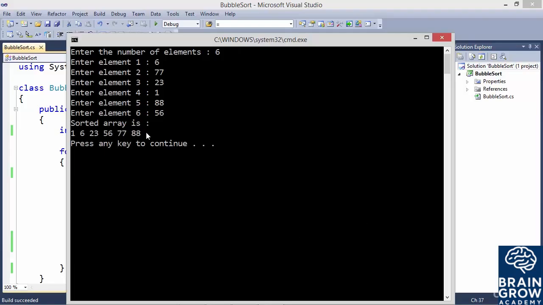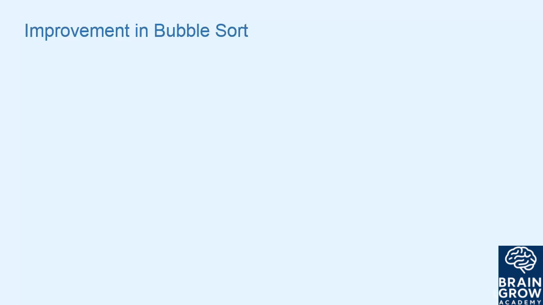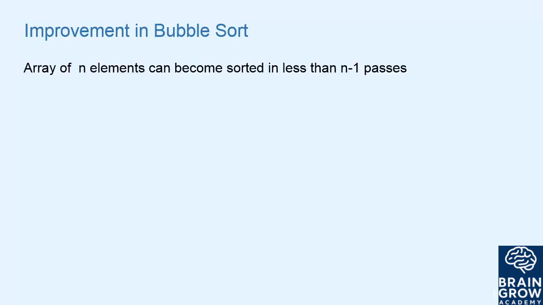So we get the sorted output. We can make an improvement in the bubble sort program that we have made. Let's see what that improvement is. We know that an array of n elements can be sorted in n minus 1 passes. Now it is possible that the array becomes sorted in less than n minus 1 passes.